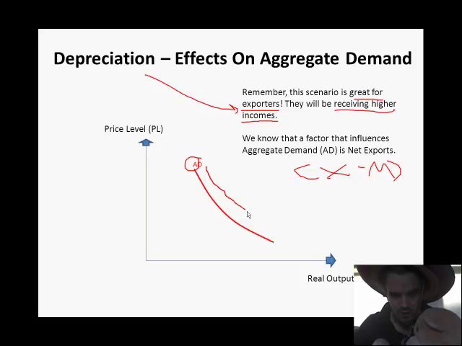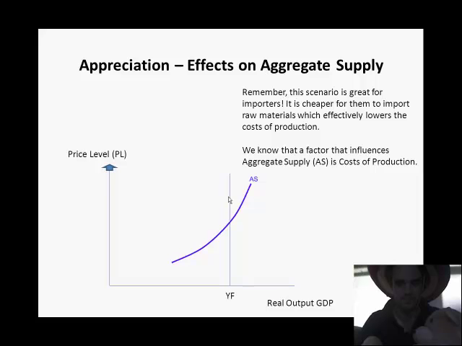So let's show that now. It's going to shift outward to AD1, and we're going to do some lines here. Remember, make sure your lines are prettier than mine. So the effects on the aggregate demand curve for a depreciation in the New Zealand dollar: it's going to shift the curve outward. Exporters are receiving higher incomes. Good? Sweet.